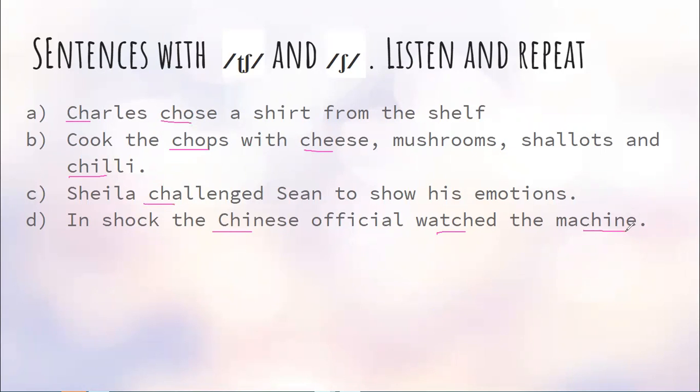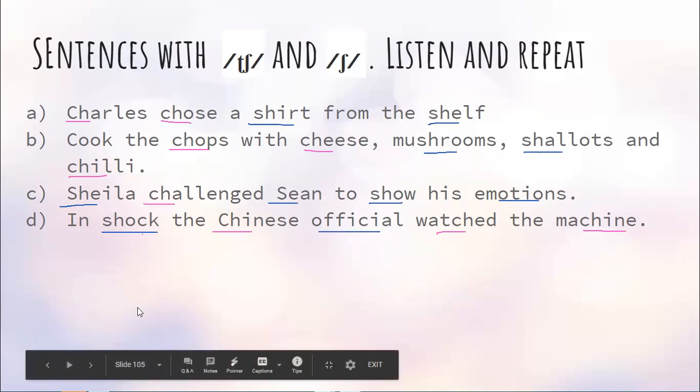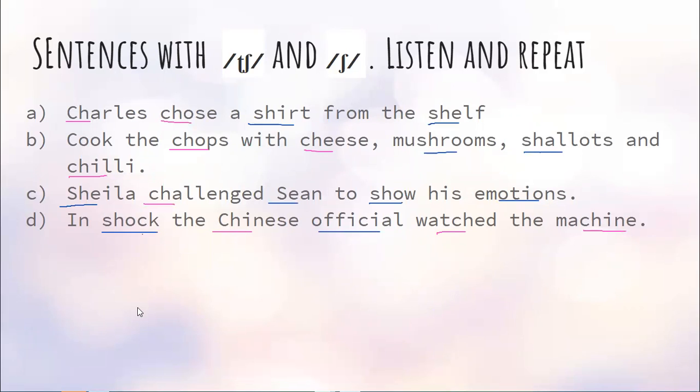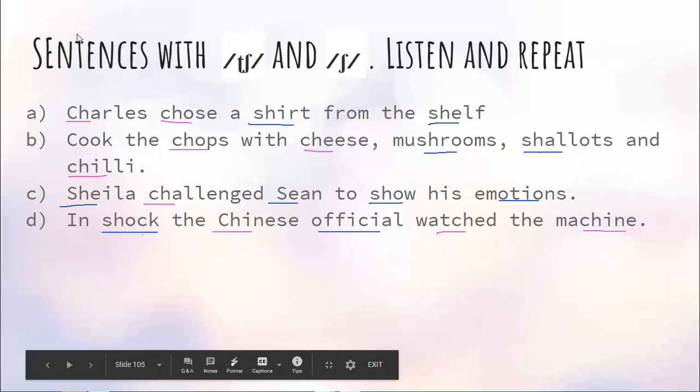¿Le pongo con rosado? Sheila, Sean, emotion, shock, official. Yeah, okay. ¿Estamos bien ahí? Are we cool? People? Yeah. Okay. Thank you. Okay, let's do it.